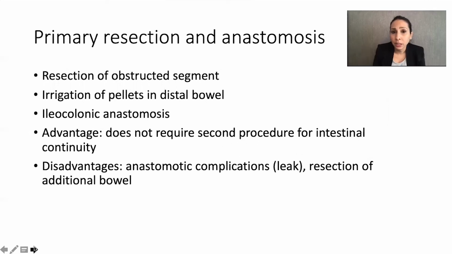Primary resection and anastomosis is also described. It involves resection of obstructed segment of bowel, irrigation of pellets in the distal bowel, and ileocolonic anastomosis. The advantage is that it does not require a second procedure for intestinal continuity later. Disadvantages include complications such as anastomotic leaks, and also that it often involves resection of additional bowel at the time of anastomosis.